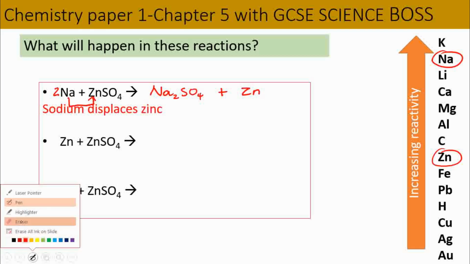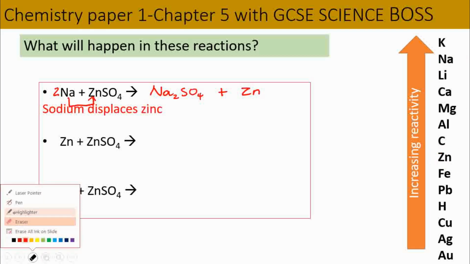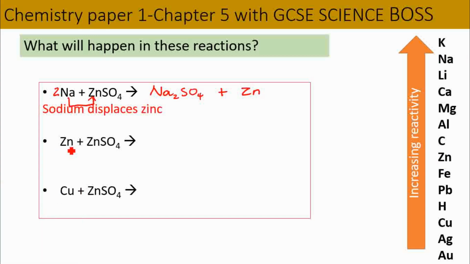Where is my eraser? Let's grab my eraser here. All right, good. So zinc and zinc. Okay, that's not going to be a reaction. All right, zinc won't take the place of zinc, so that's going to be no reaction.